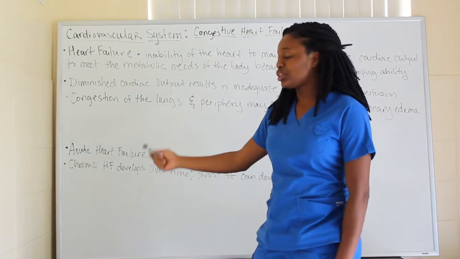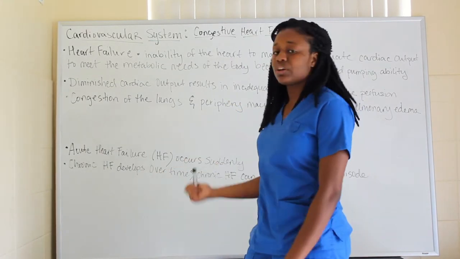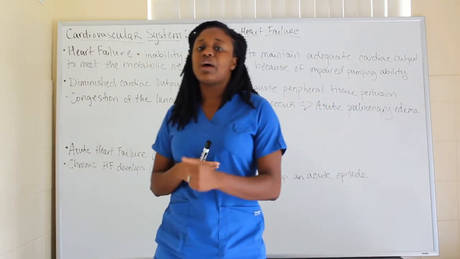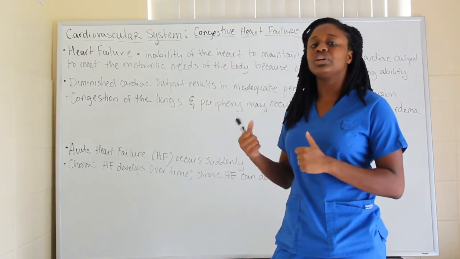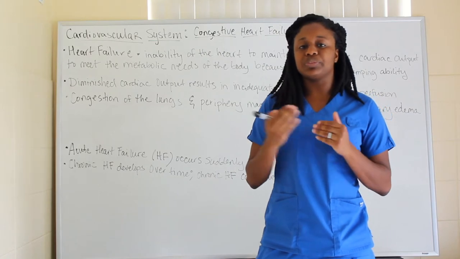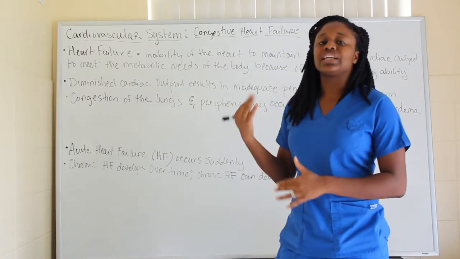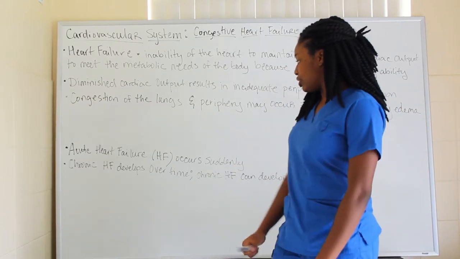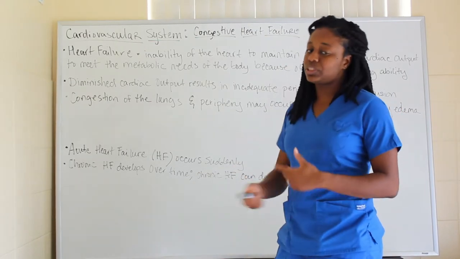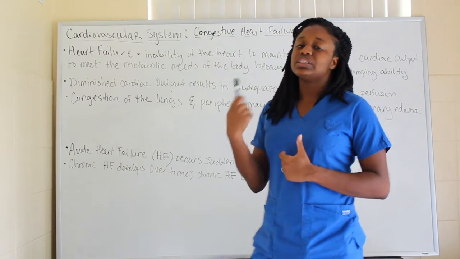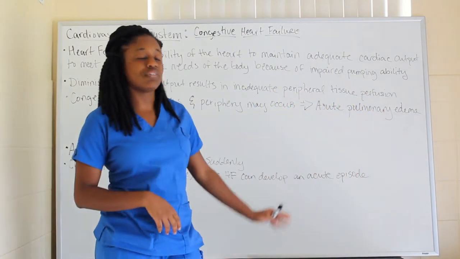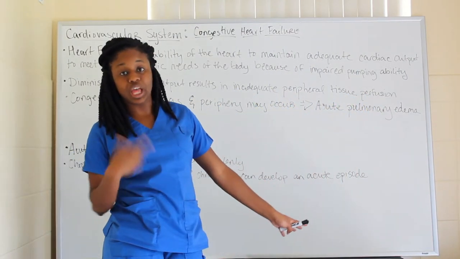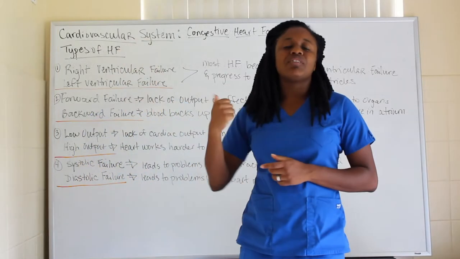Also, you have acute and you have chronic. With acute heart failure, the onset is happening suddenly, okay? Acute is anything up until 6 months. Anything after 6 months or longer is chronic. My chronic heart failure develops over time. It's not something that happens right then and there, but it does have times where it can have an acute episode here and there.